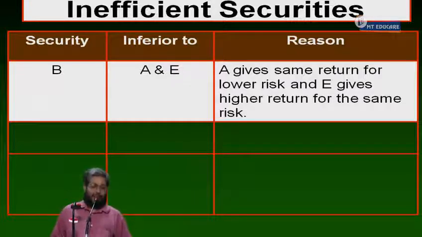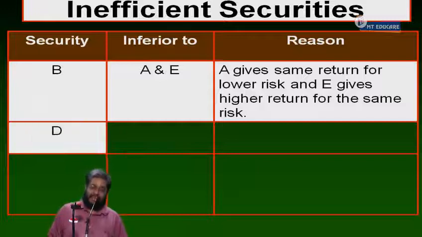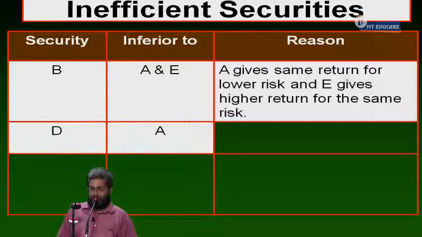Next security is what? Have you all finished writing up? Now, please write along with me. Can I proceed? Next security is D. D is inferior to A. Why is D inferior to A?